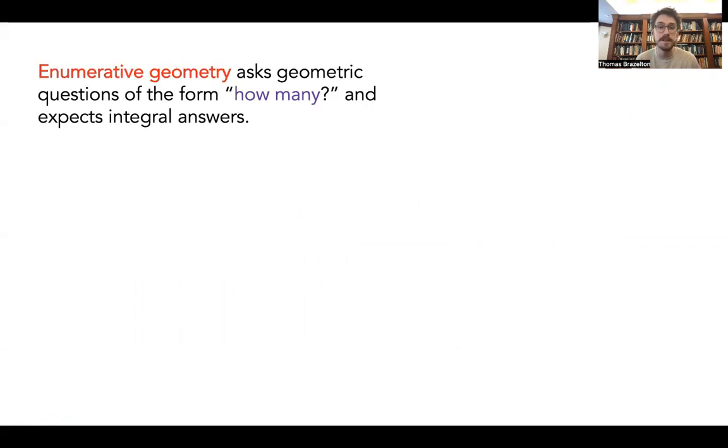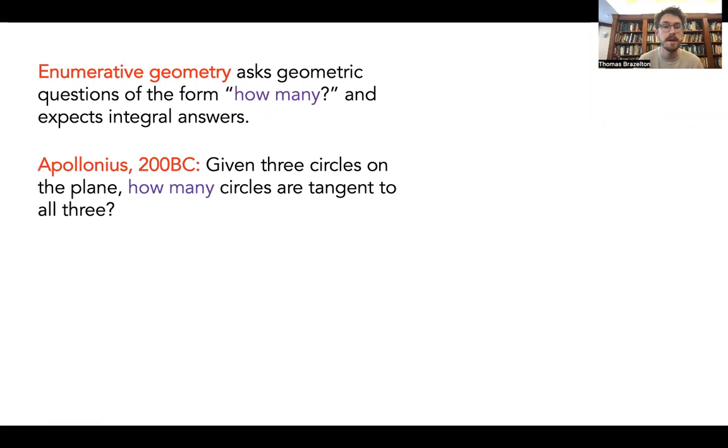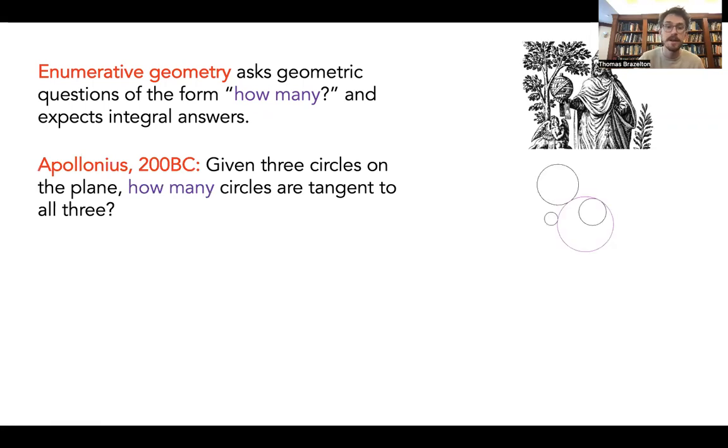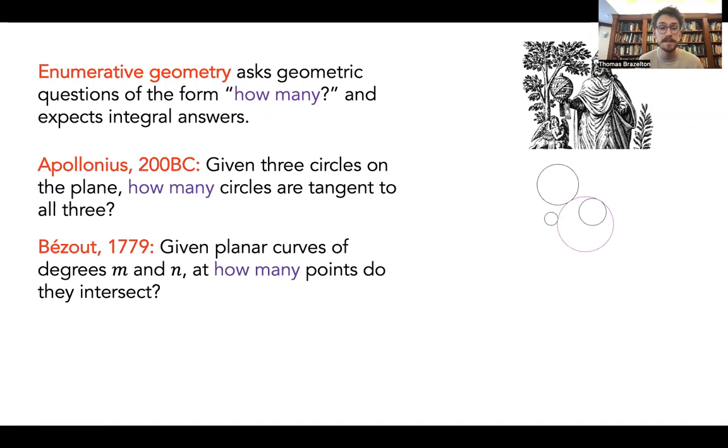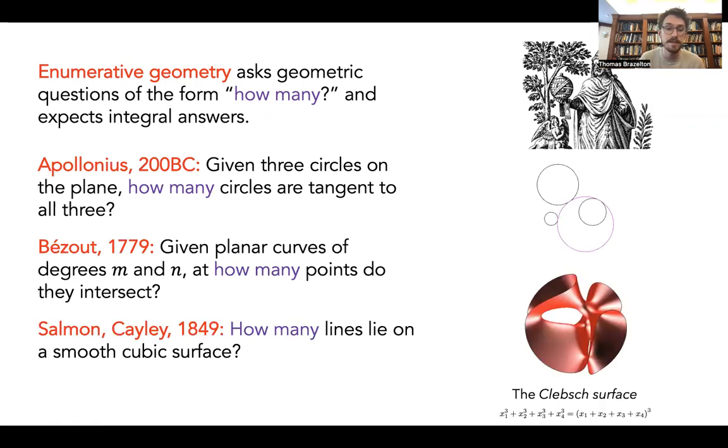Enumerative geometry is a classical field of math which asks geometric questions of the form "how many?" and expects integral answers. Apollonius asked in 200 BC, if we have 3 circles on the plane, how many other circles could we draw which are tangent to all 3? Bézout in the late 18th century studied the intersection of planar curves of degrees m and n. And in the 19th century, Salmon and Cayley asked about lines lying on a cubic surface. This is an example that we'll revisit in a little bit.